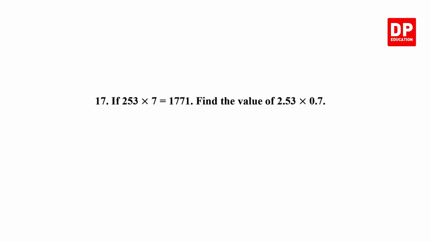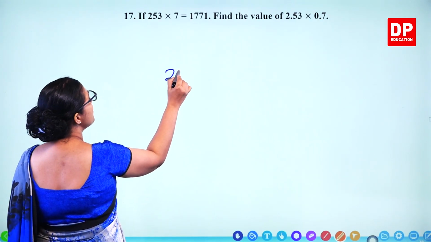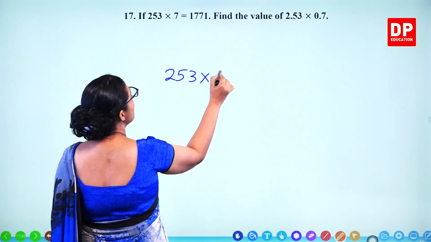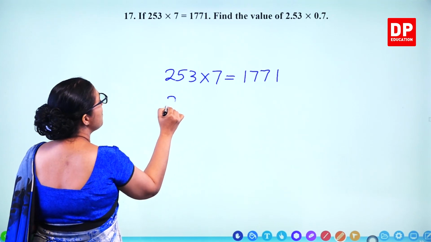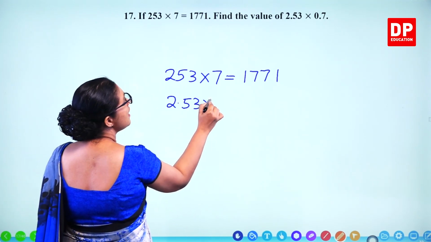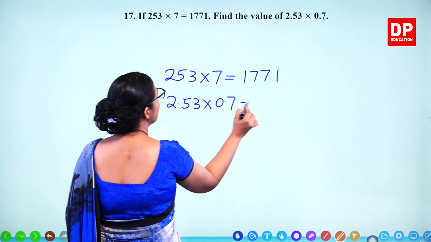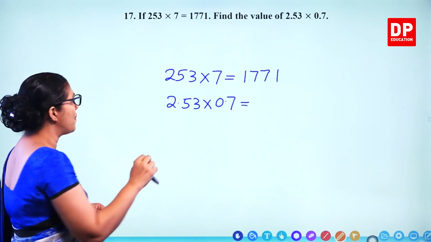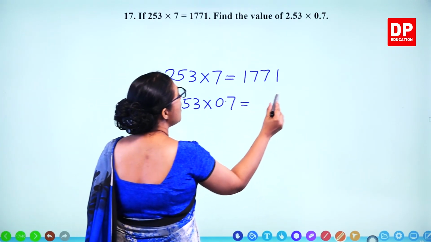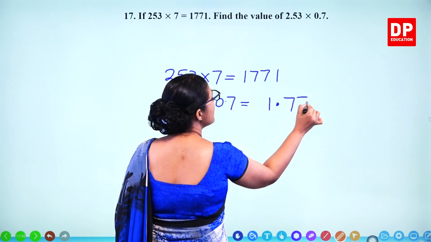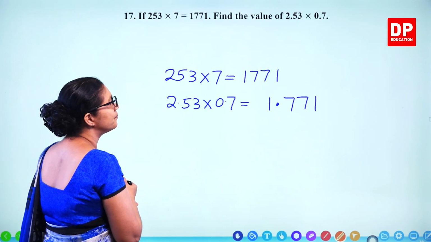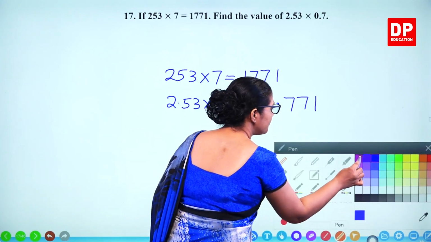Question number 17. 253 times 7 is 1771. What about 2.53 times 0.7? How many places do we have to keep? 1, 2, 3. 3 places you have to keep. The answer becomes 1.771. 2 marks.